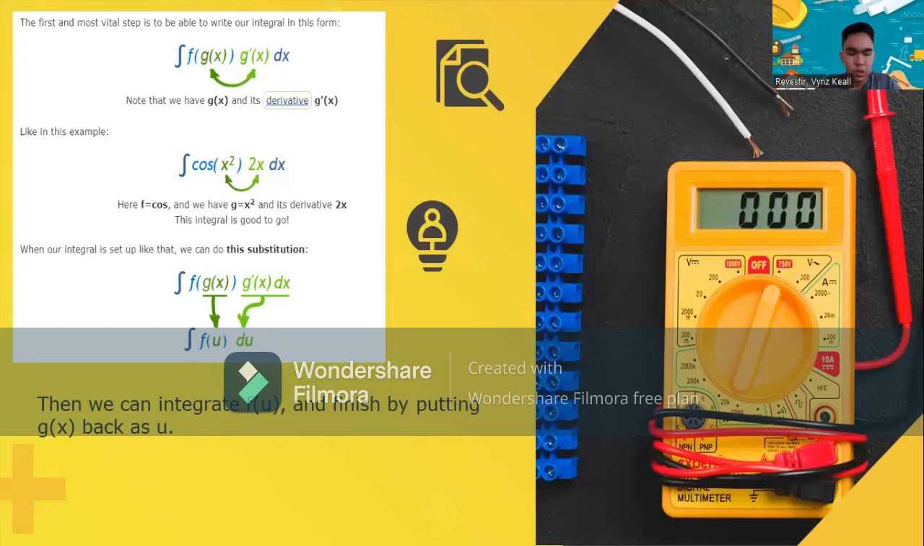The first most vital step to be able to write the integral in this form is the integral of f of g of x times g prime of x dx. Note that we have g of x and its derivative g prime of x. Example, the integral of cosine of x squared times 2x dx. So f is cosine and g is x squared, and the derivative of x squared is 2x.